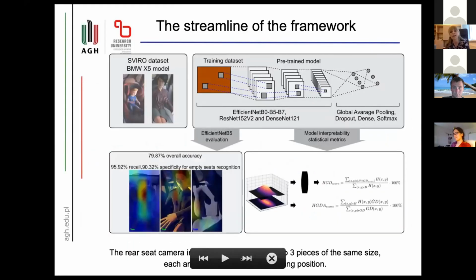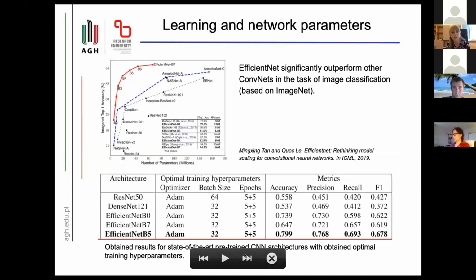The streamline of our framework can be divided into 2 parts. On the top, we show the implementation of our architecture, which consists of pre-trained models. We have tried in our application the state-of-the-art EfficientNet models, ResNets, and DenseNet with an adjusted classifier. And in the second step, we have implemented the statistical metrics and tried to adjust them and check how they work for the problem that we are solving. We got the best results for the EfficientNet with the Adam optimizer, and we scored about 80% accuracy for the 7-class classification problem.